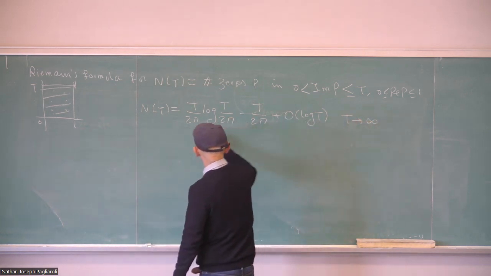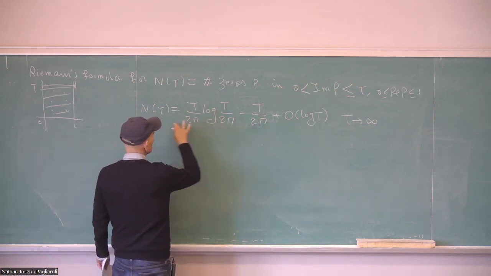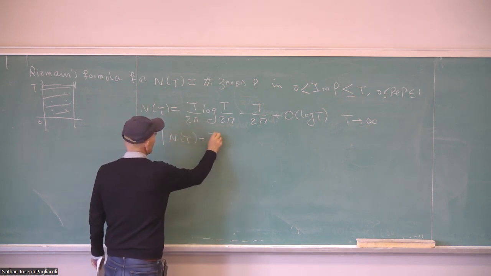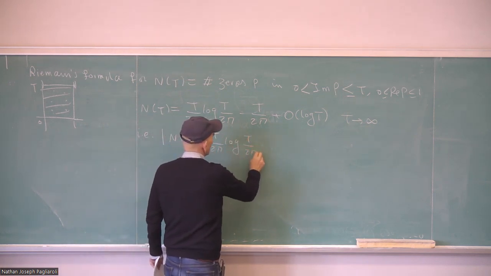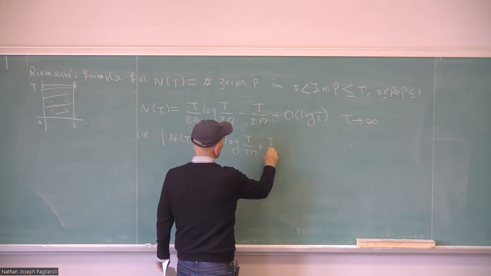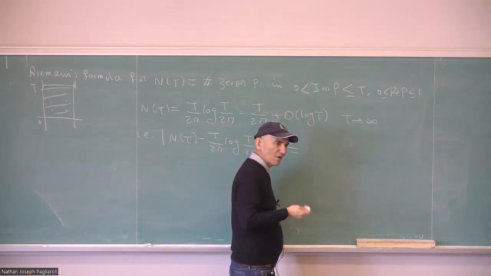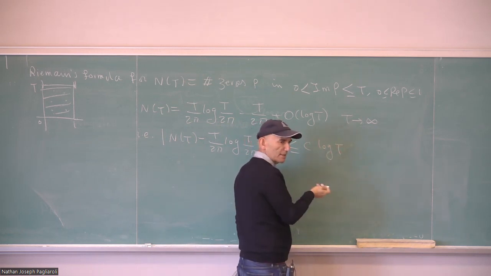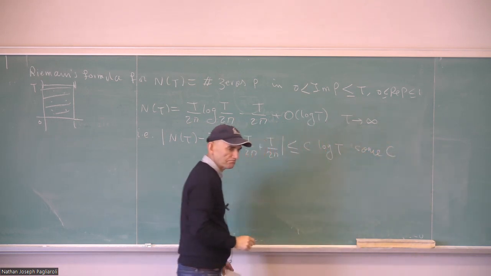So what does this mean? First of all, you know what this statement means? It means that if you bring these two terms to the left-hand side and take their difference, the difference is less than or equal to C, some constant, times log T, for some constant C.